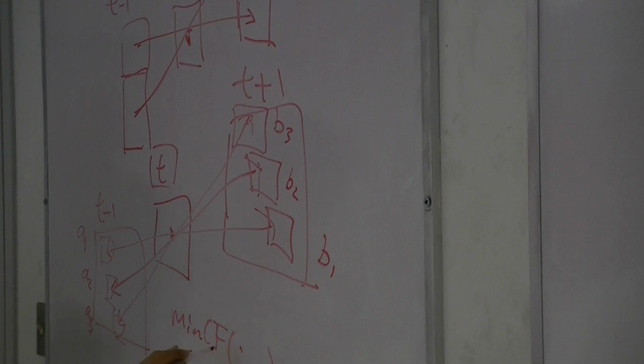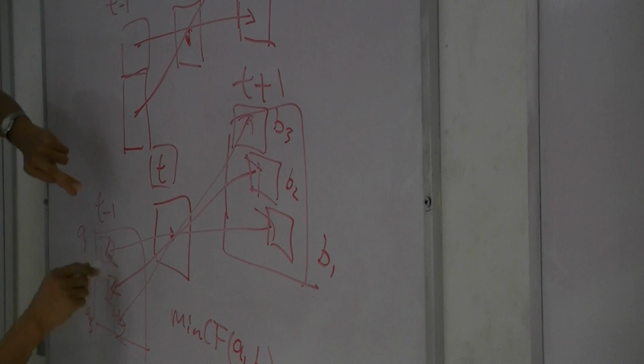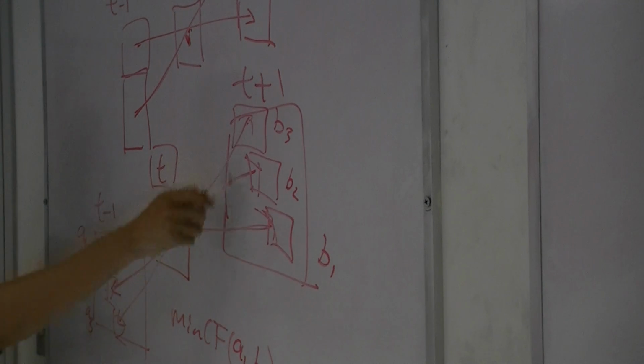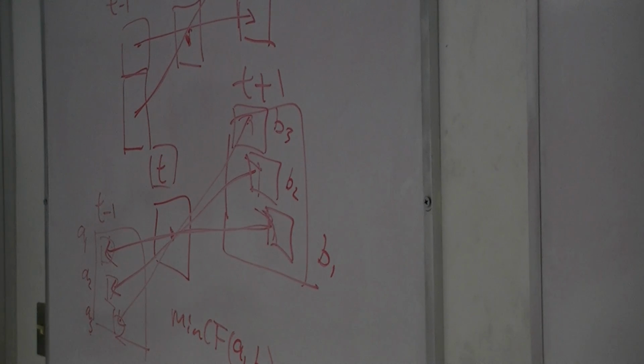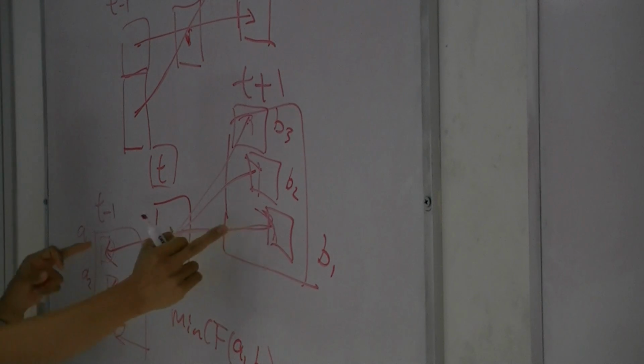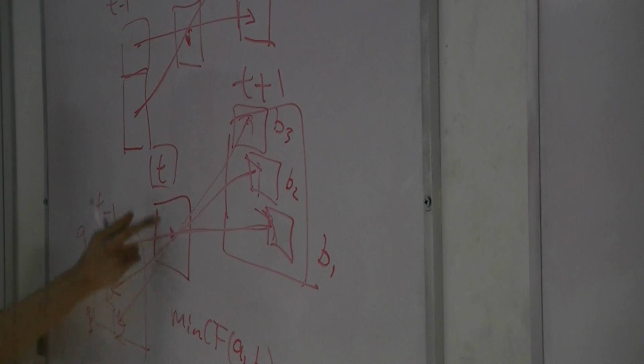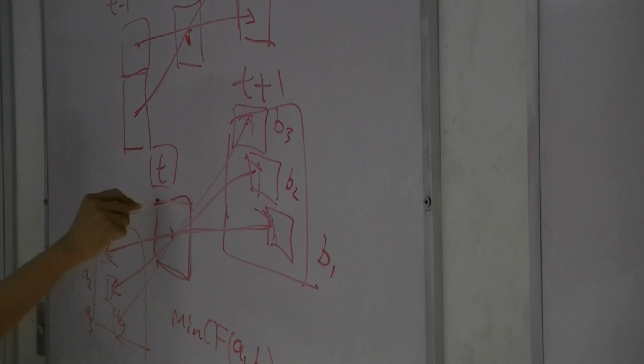Suppose the pair A1 and B1 can minimize the cost function. So we think this motion vector is better than the other two motion vectors, so we choose this motion vector as the motion vector of this. So in this case, you know what the frame is, right?